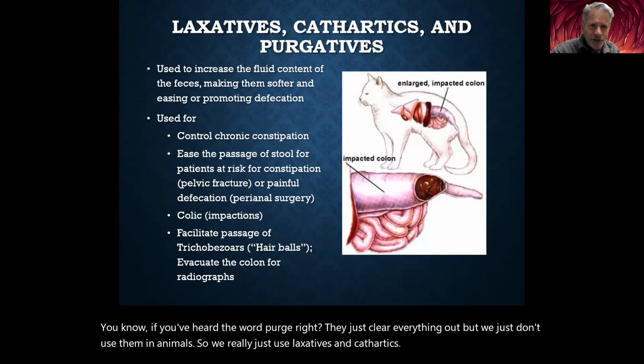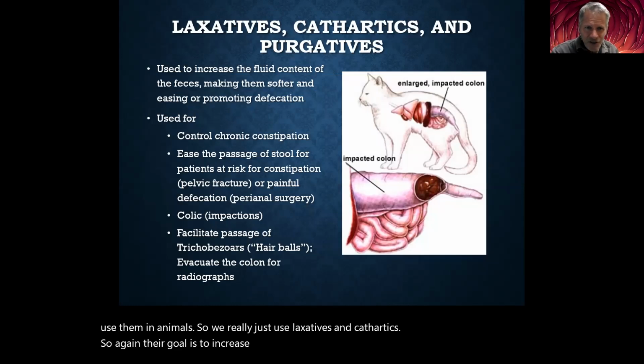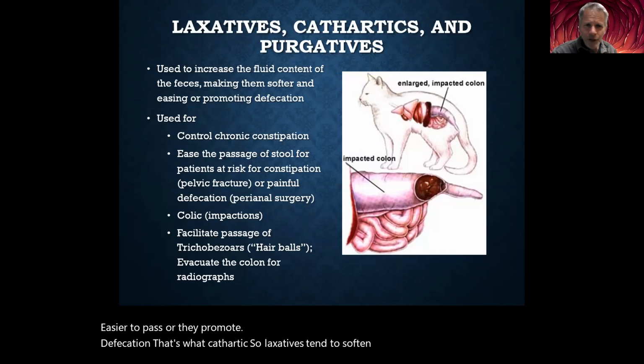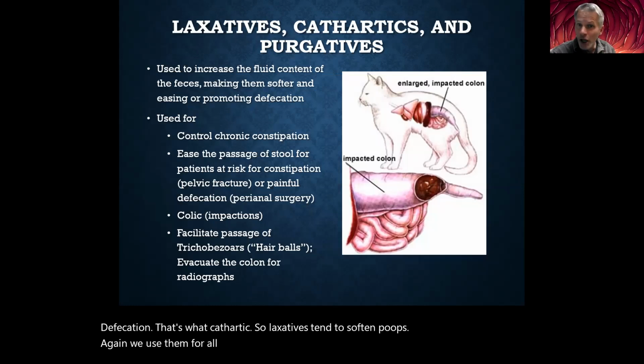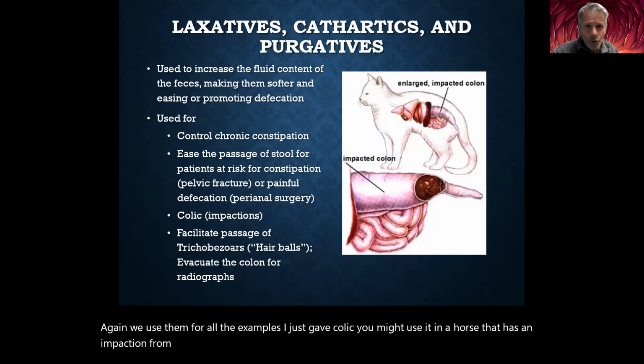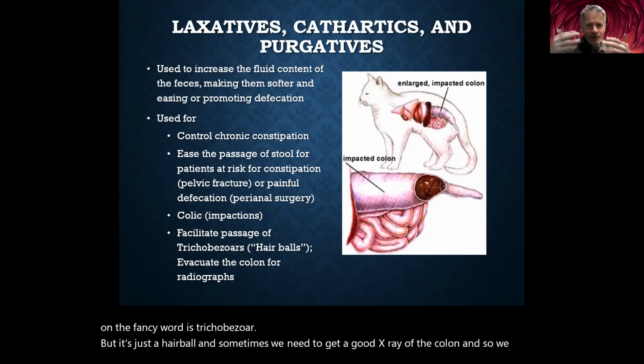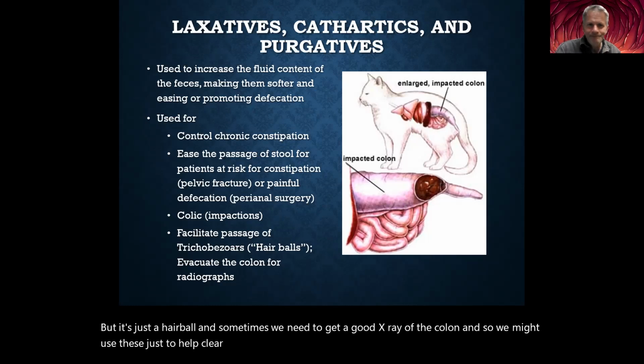Again, their goal is to increase the fluid content of the feces, to make it softer and easier to pass, or they promote defecation. That's what cathartics do. So laxatives tend to soften poops. Again, we use them for all the examples I just gave. Colic, you might use it in a horse that has an impaction from colic. Some animals like cats who groom themselves a lot, they'll get hairballs. The fancy word is trichobezoar, but it's just a hairball. And sometimes we need to get a good x-ray of the colon, and so we might use these just to help clear out the colon.